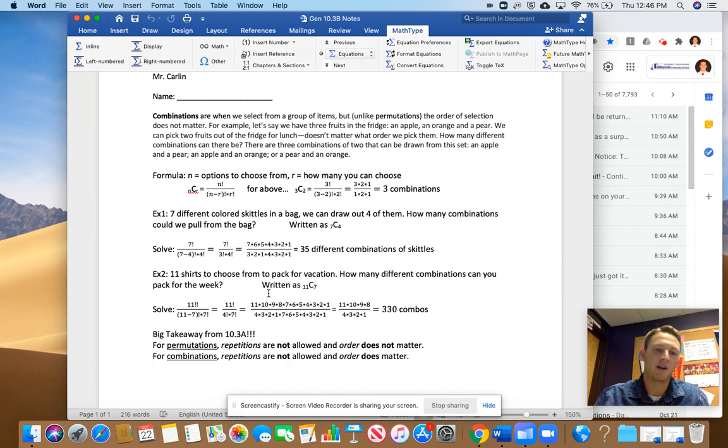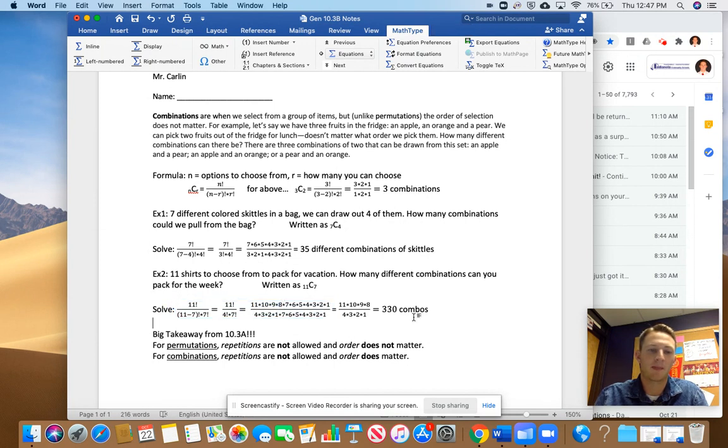So we're going to do 11 factorial. There should just be 1 exclamation point there. And then 11 minus 7 factorial times 7 factorial. So we have 11 factorial over 4 factorial times 7 factorial, and we get, after canceling right here, 330 combinations. So to get from this point to this point right here, I see that we have 7 times 6 times 5 times 4 times 3 times 2 times 1 on the top and the bottom. So I'm canceling those out, and we just have 11 to 8 on top and 4 to 1 left over on the bottom.